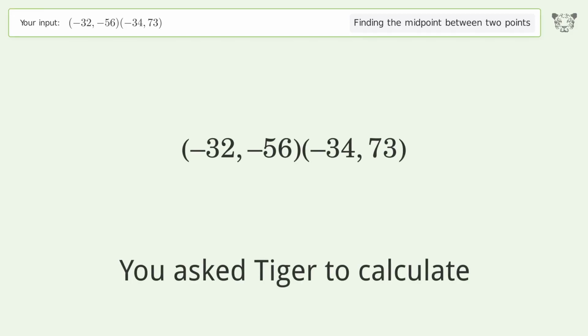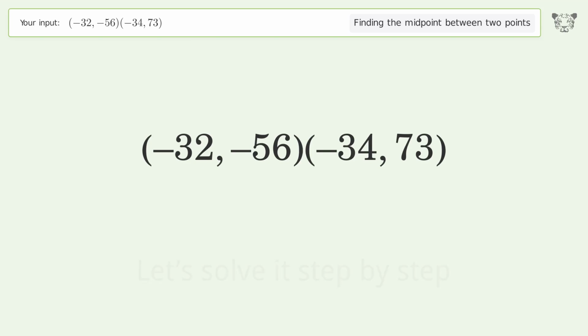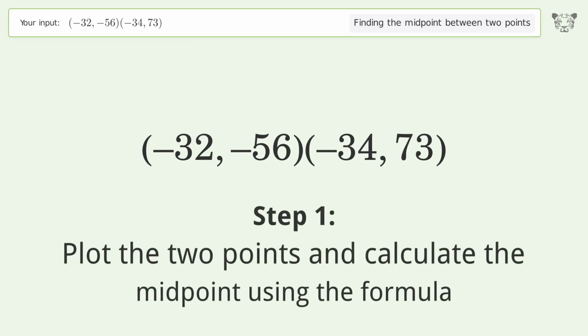You asked Tiger to calculate. This deals with finding the midpoint between 2 points. The midpoint between the 2 points is -33, 8.5. Let's solve it step by step. Plot the 2 points and calculate the midpoint using the formula.